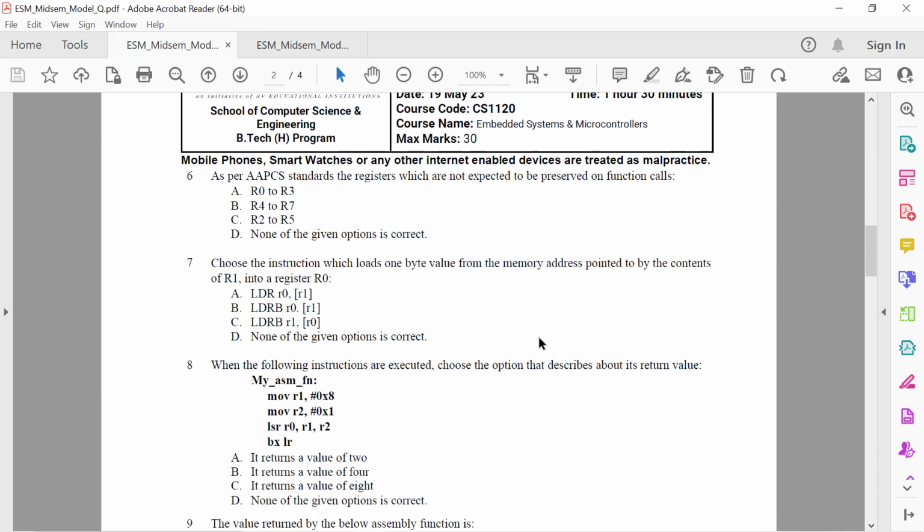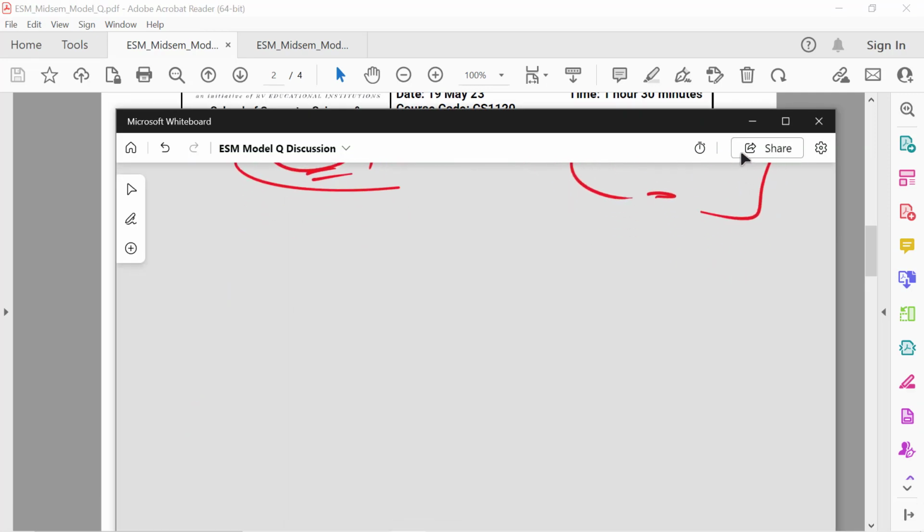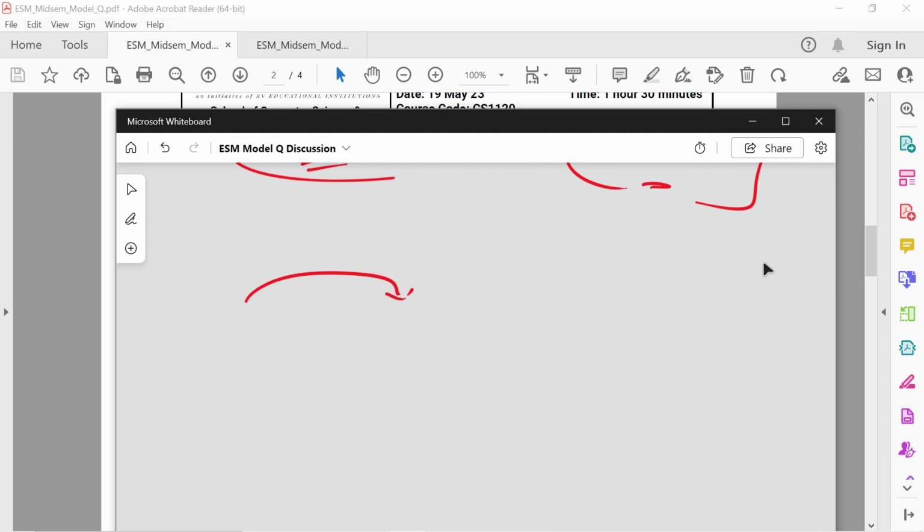Now let us look at something. What is AAPCS? It's an ARM architecture parameter passing standard. So this standard covers the registers which are not expected to be preserved on function calls. I think I have told you many times, and you have also written many assembly programs. You know that R0 to R3, four registers, carry some parameters. If I am passing only one parameter, then R0 will have that value.